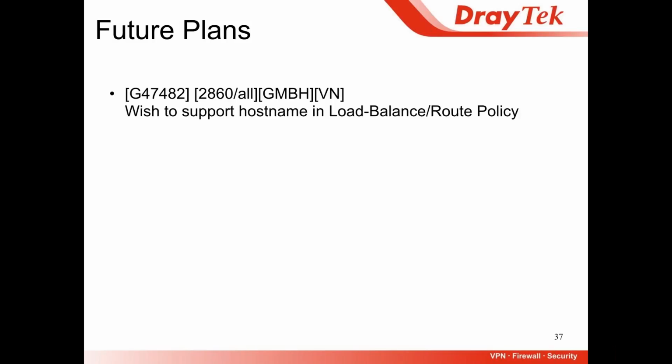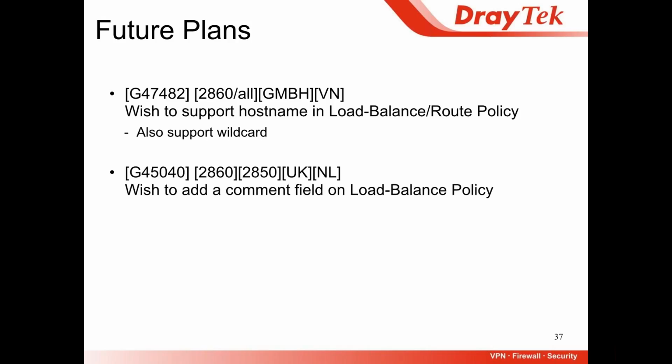Now I'll talk about the future plans. Support hostname in route policy. Also, we will support wildcard. So in the future route policy, you can just type, for example, google.com, send through WAN1. So the router will check all the traffic, and if you are going to, for example, www.google.com, it will be sent to WAN1. Or if you want to go to mail.google.com, it will be sent to WAN1 as well. So this is the hostname and wildcard support. Second, we want to add a comment field. So you can have some comment for each policy, so you won't forget the purpose of this policy.